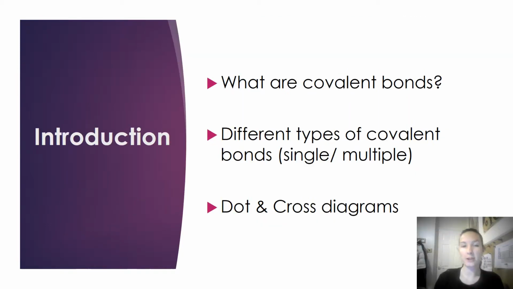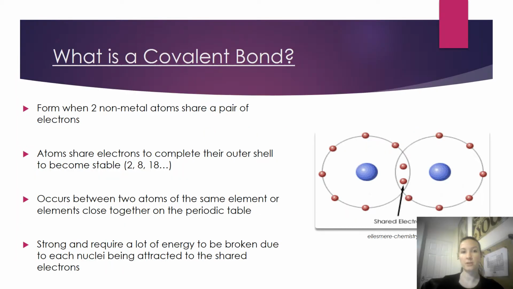Hello, my name is Rachel Davis and today we are going to look at what covalent bonds are, the different types of covalent bonds, and also the dot and cross diagrams that represent covalent bonds in atoms when they share electrons. So, a covalent bond is a chemical bond that involves the sharing of electrons between atoms.